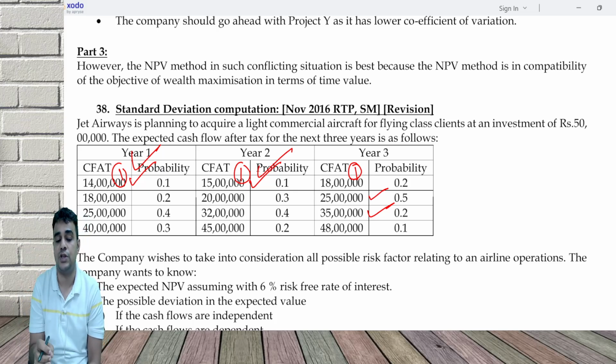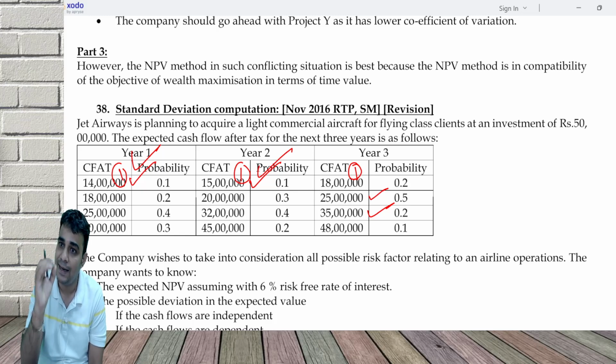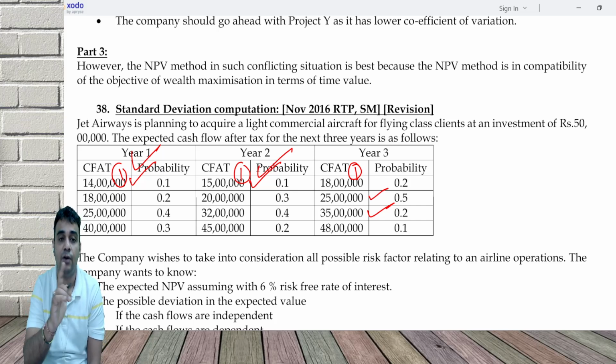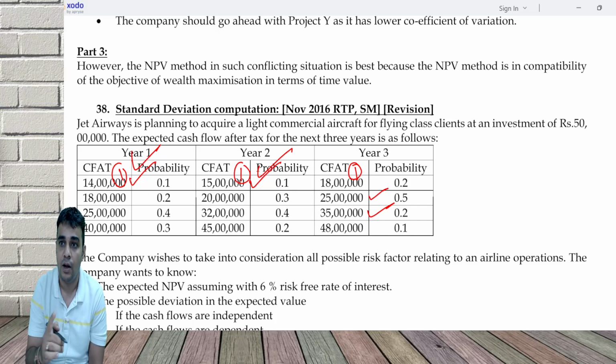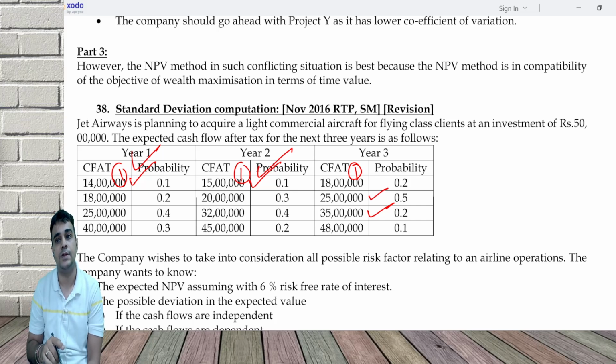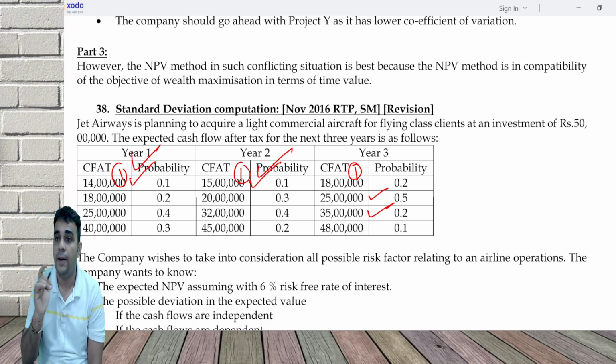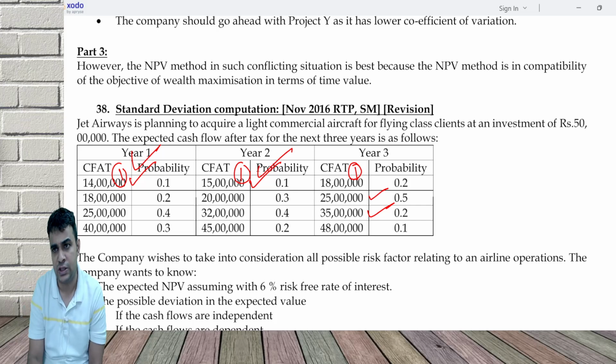So in this question, every year I'll calculate the expected cash flow. I'll convert all the 4 into a single number. When I do this, I'll also calculate the standard deviation every year. Why am I doing standard deviation? Because anyway I cannot do 64 NPVs.